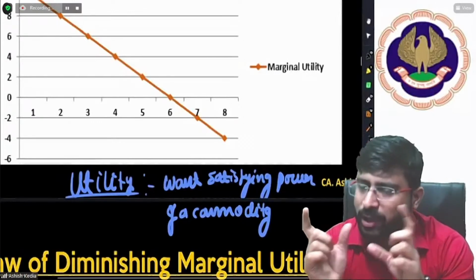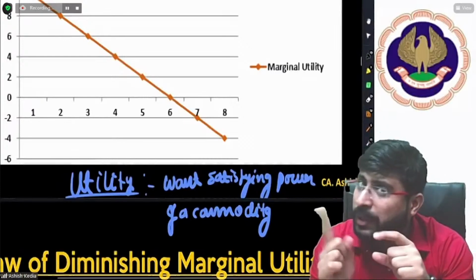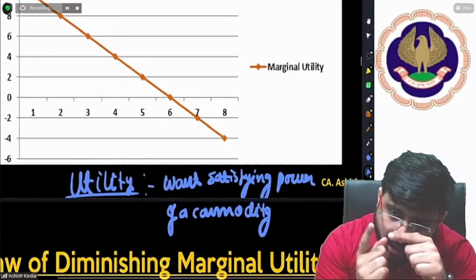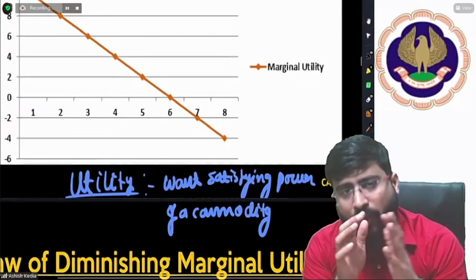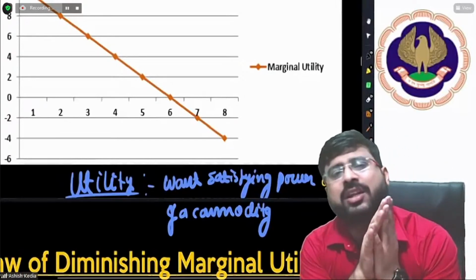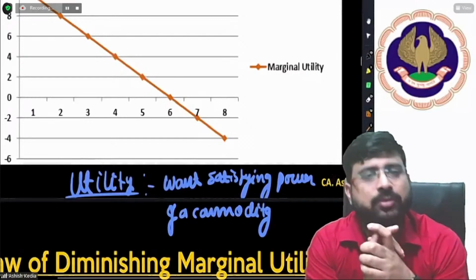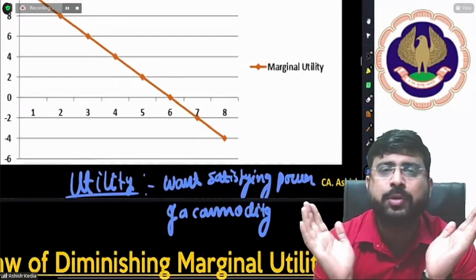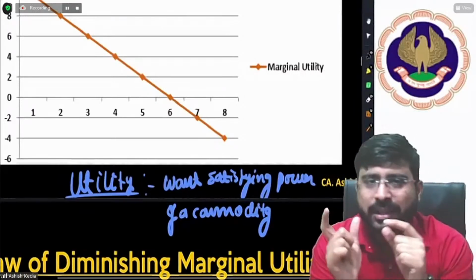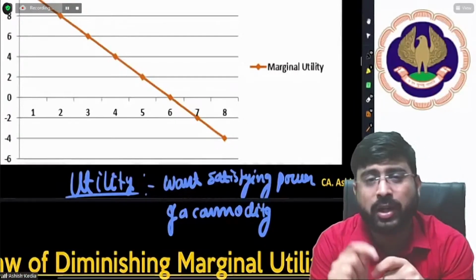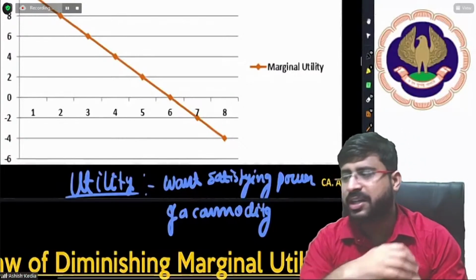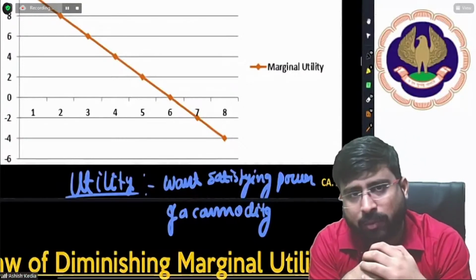So whether a product has utility or not is not dependent on whether it is useful or not. It depends on whether it is able to satisfy want or not. If a particular commodity is able to satisfy somebody's wants, we say it has utility. It doesn't matter that it is not useful for them, even if it is harmful. So what is utility? Want satisfying power of a commodity.